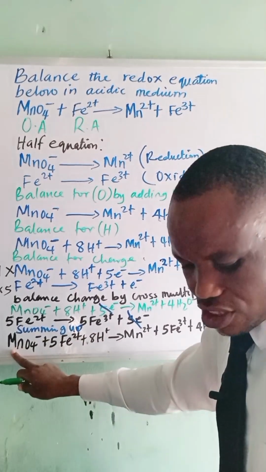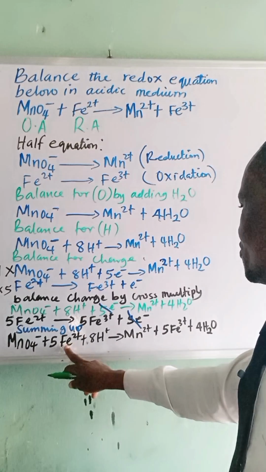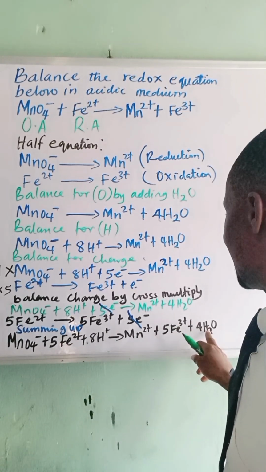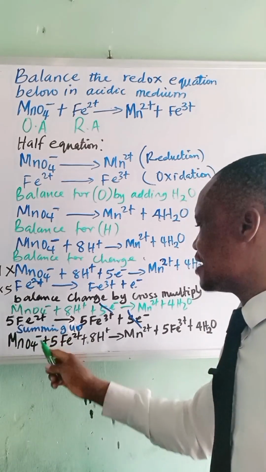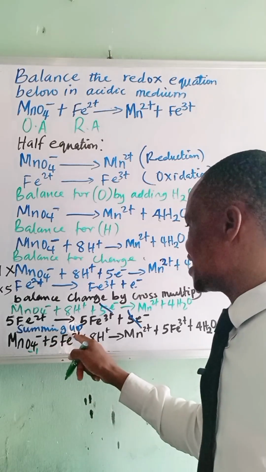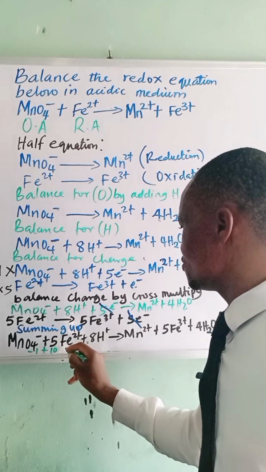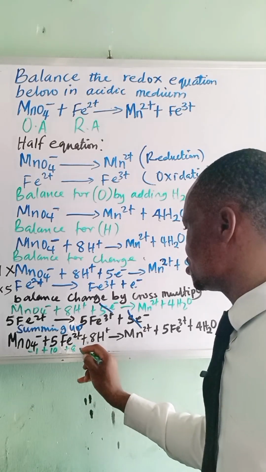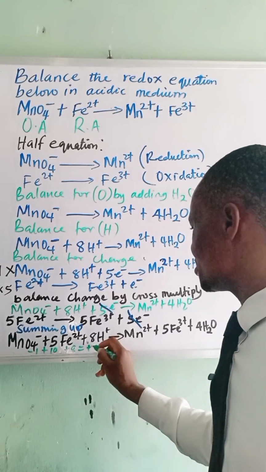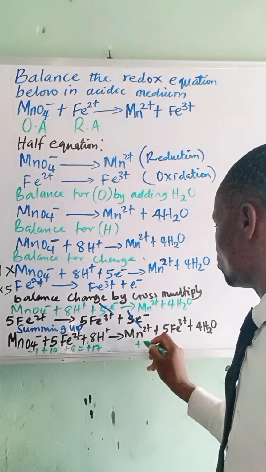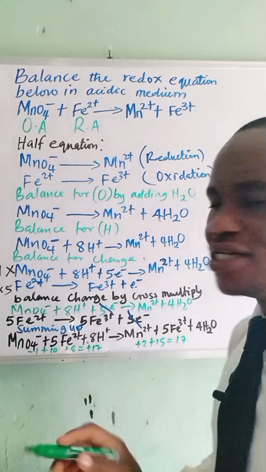Let us check whether we are right. Mn is 1 here and 1 there. Fe is 5. Hydrogen is 8 and 8. Now let's look at the charge. The charge here is minus 1 plus 5 times 2 is 10, plus 8. 10 plus 8 is 18, minus 1 is 17. Now here is plus 2 plus 15, which is also equal to 17. So the charge is also balanced.